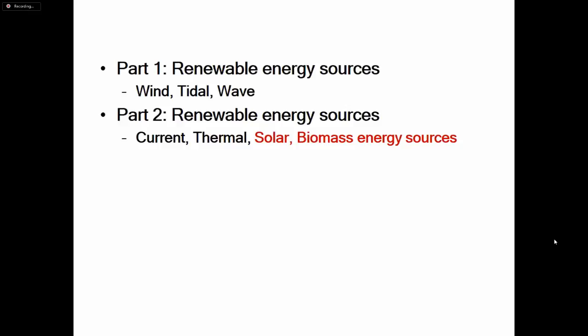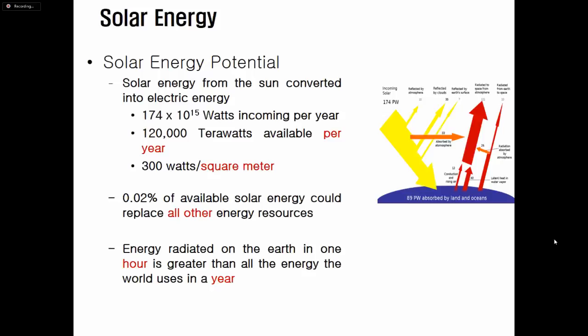Yesterday we took a class about ocean renewable energy, part 1, such as wind, tidal, and wave, and today part 2, current and thermal. And our topic is part 2, the solar energy and biomass energy sources. Solar energy comes from the sun, and this energy scale is very big. Solar energy has a really big energy potential compared with any other renewable source.